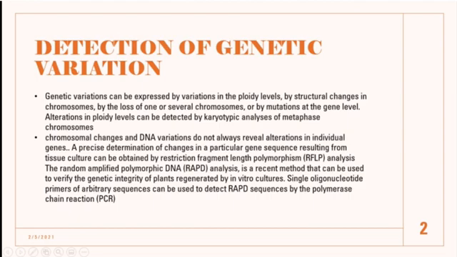A precise determination of changes in a particular gene sequence resulting from tissue culture can be obtained by restriction fragment length polymorphism (RFLP) analysis, or the random amplified polymorphic DNA (RAPD) analysis.